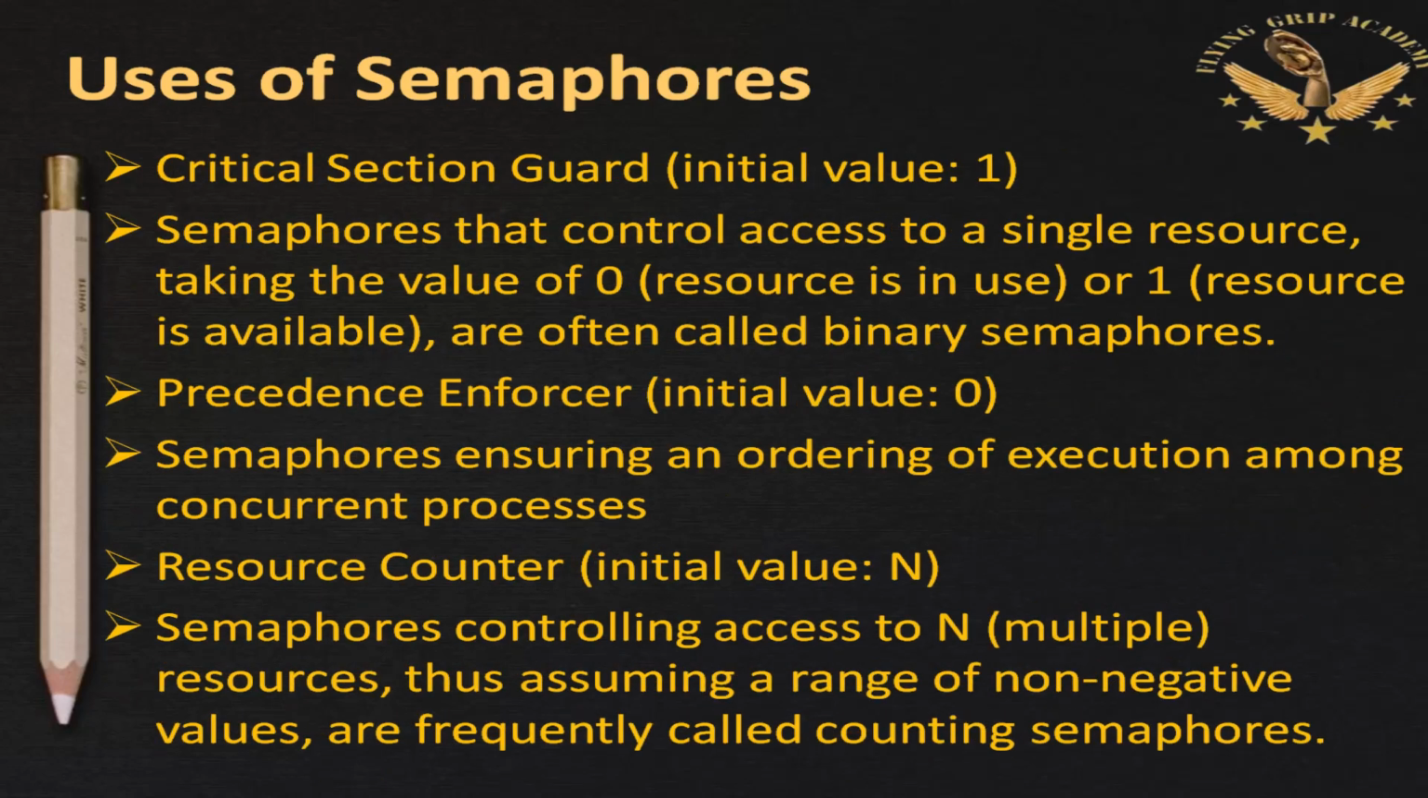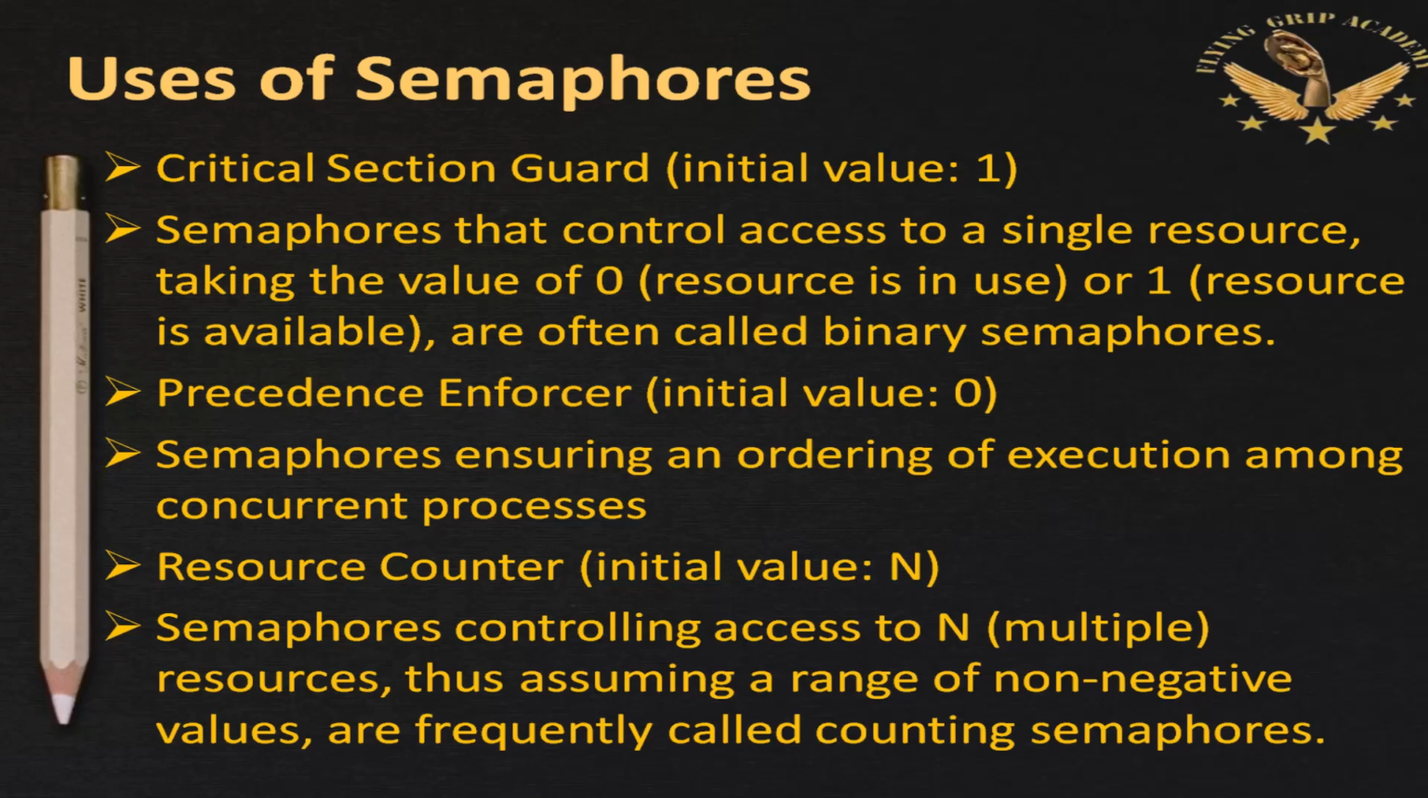Uses of semaphores. Basically, it is used to solve the critical section problem. Here the value will be initially 1. A semaphore that controls access to a single resource, taking the value of 0, means the resource is in use, and 1 means the resource is available. These are often called binary semaphores.